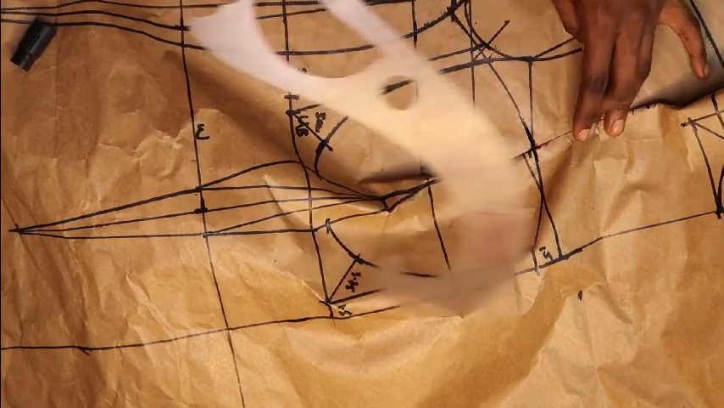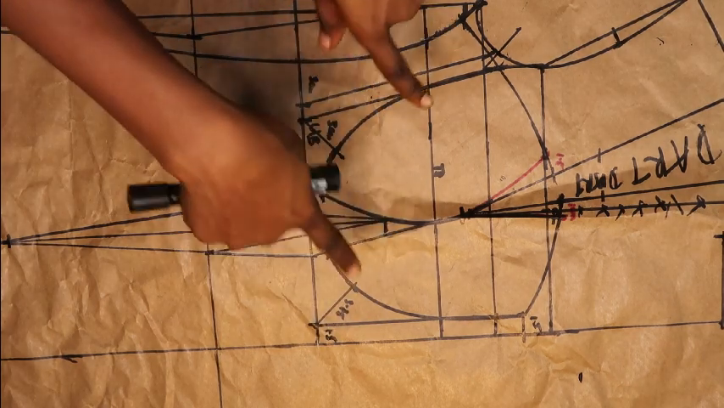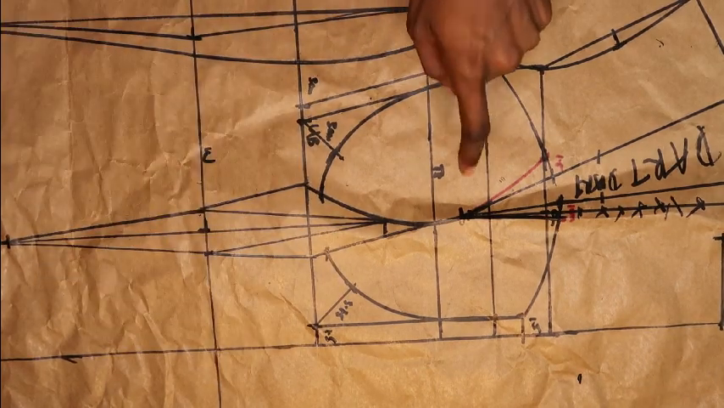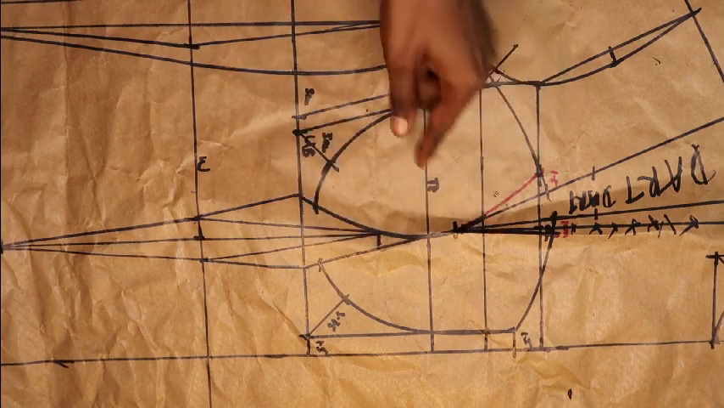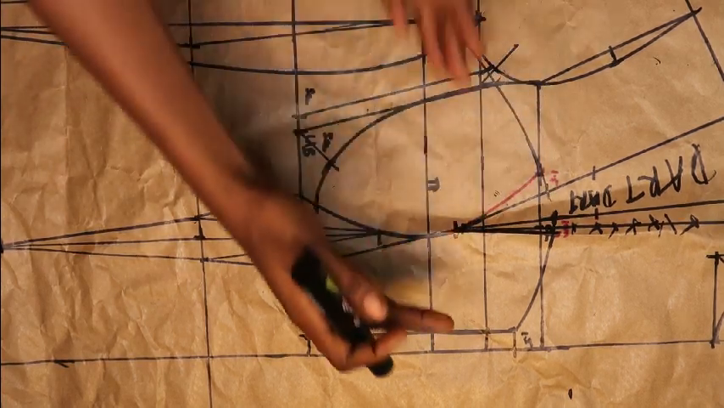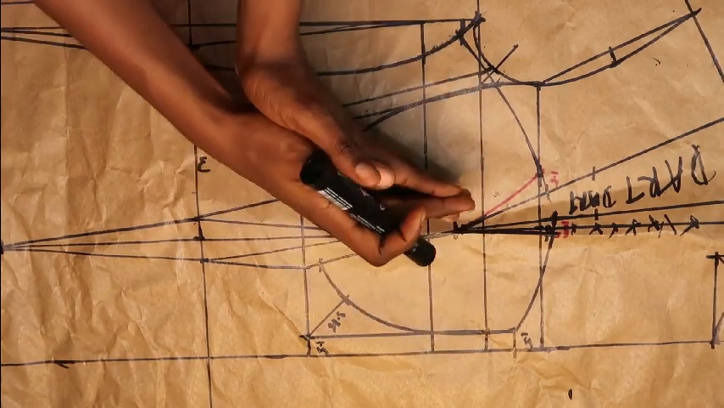At this point, we have successfully drafted our cup. So this cup is known as a 2-piece corset. It's just going to be one dart line here. So this is one piece. This is another piece. All you have to do is sew them together.